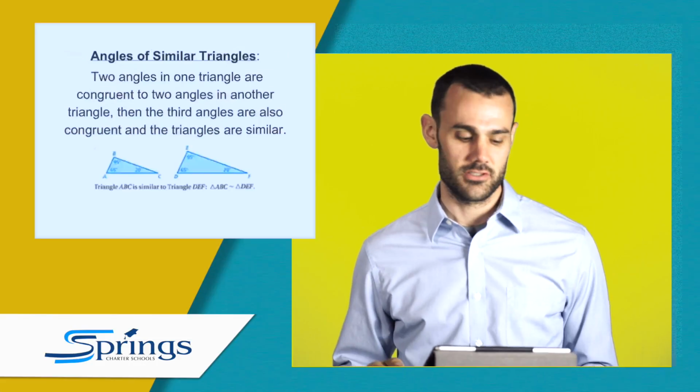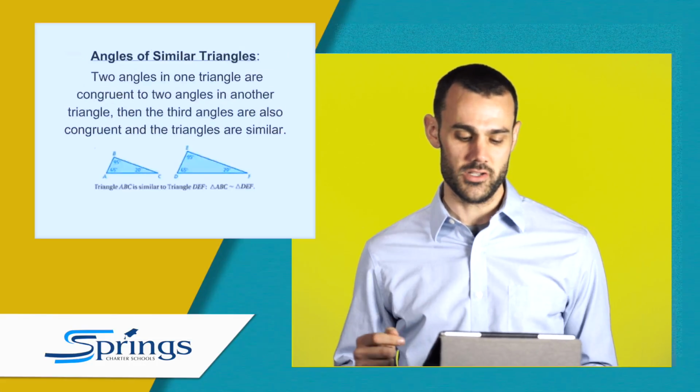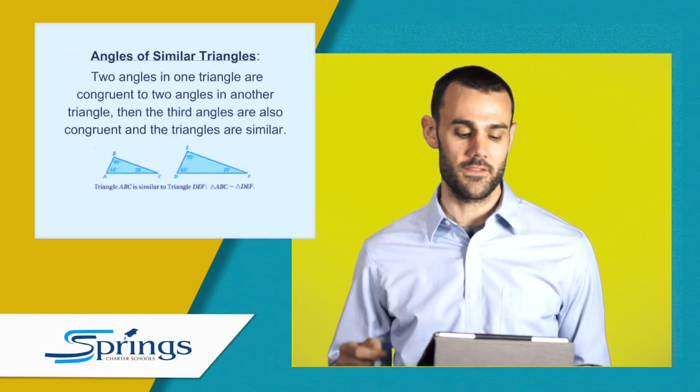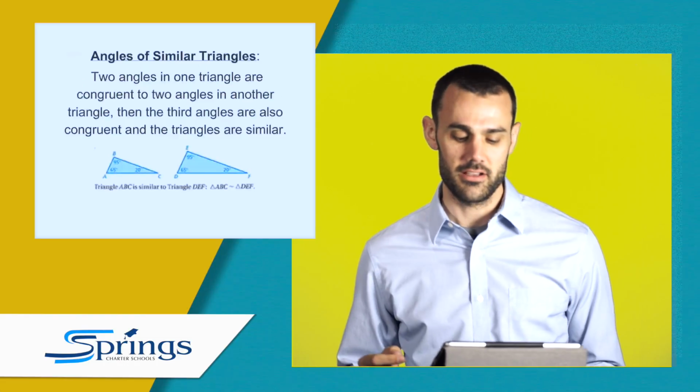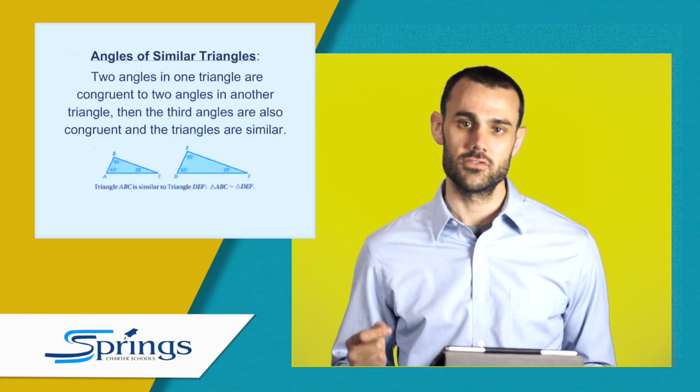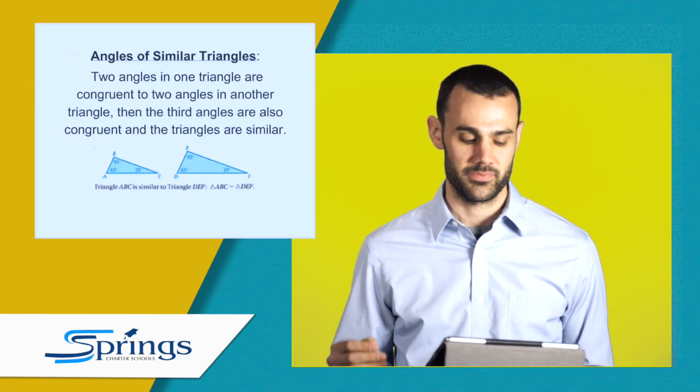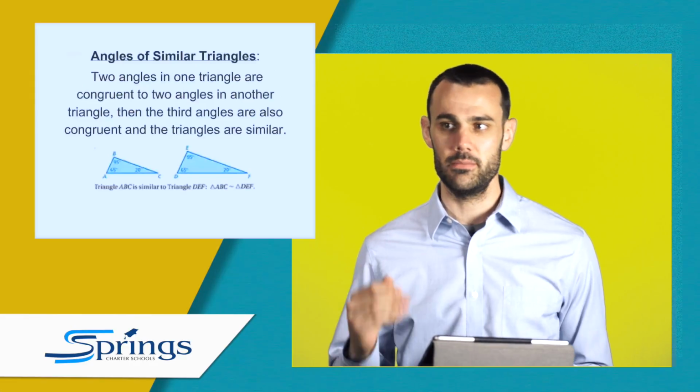So, angles of similar triangles. If two angles in one triangle are congruent to two angles in another triangle, then the third angle is also congruent, and the triangles can be classified as similar. Now what I mean by this is shown on our image below.